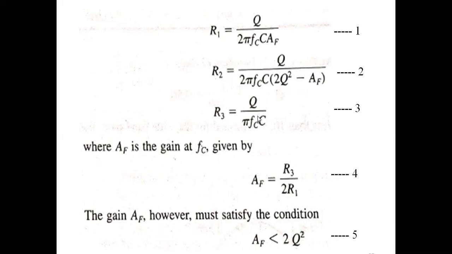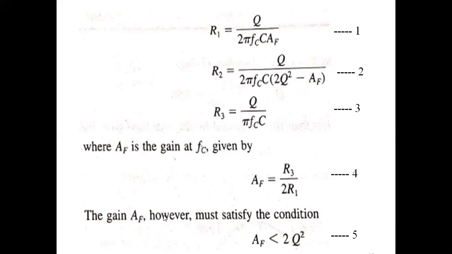Similarly, we can relate the quality factor and the center frequency in order to calculate the value of R3. R3 is equal to Q divided by pi into FC into C. Call this equation number 3. As we know, AF is the gain at the center frequency FC, and that is given by AF is equal to R3 divided by 2R1. Call that equation number 4.